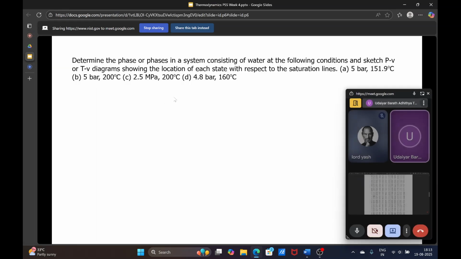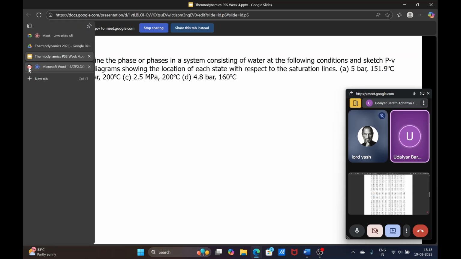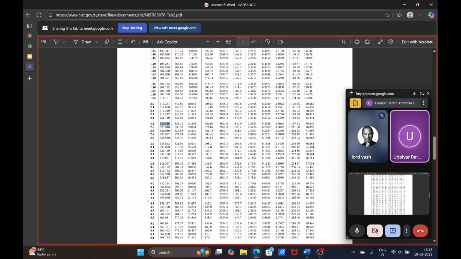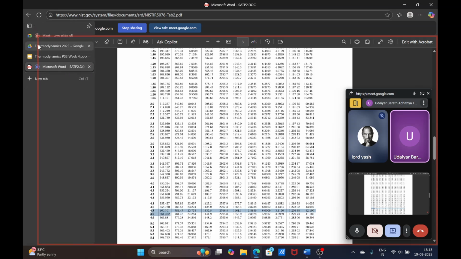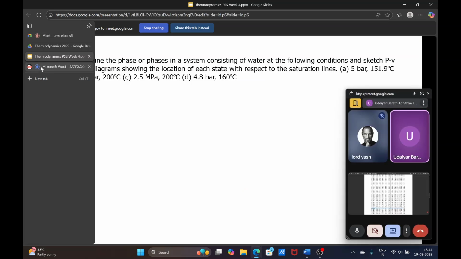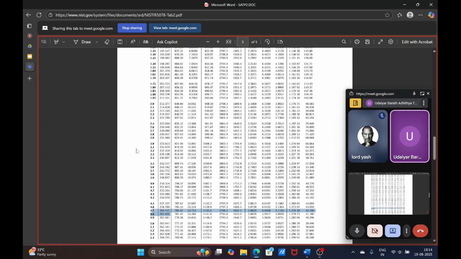The next question is similar: locate 4.8 bar and 160 degrees Celsius. So in this case, this is just like the previous one. It will be a subcooled liquid.